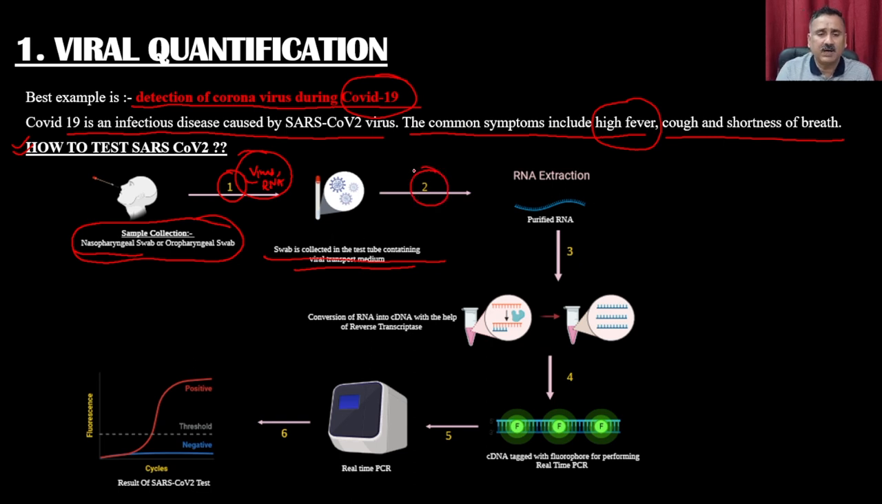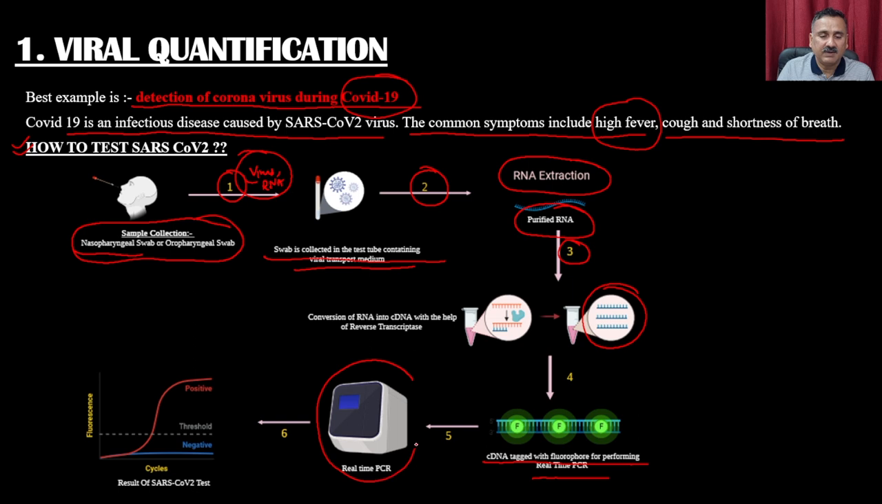Then in step 2, you extract the RNA using any of the methods we have discussed, and you get the purified RNA. In step 3, you convert that RNA into complementary DNA. So, you make the complementary DNA strands, then the cDNA is tagged with fluorescence for performing the real-time PCR, and you do a real-time PCR with the help of primers targeting the COVID virus. And then you do the analysis.